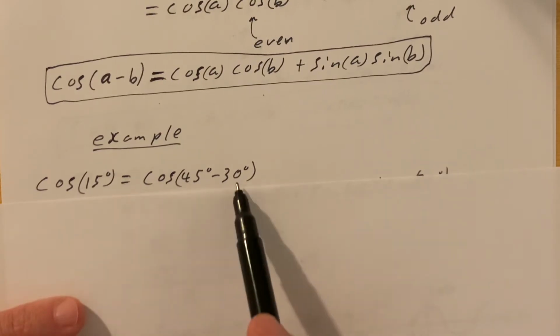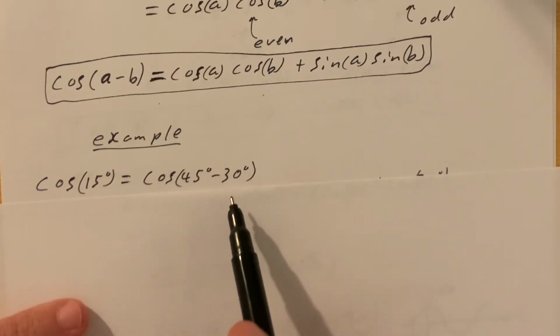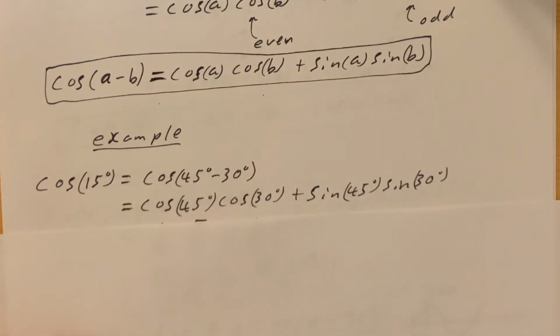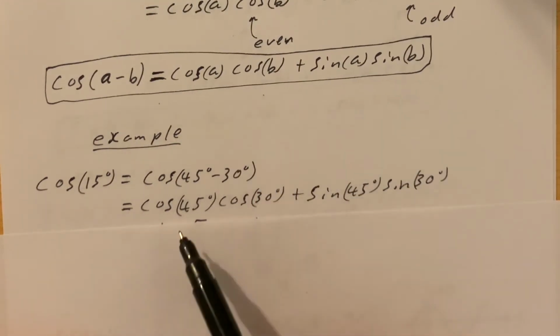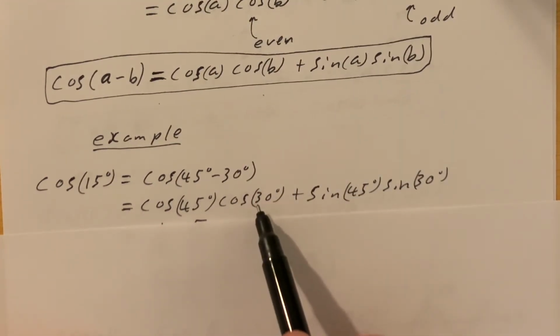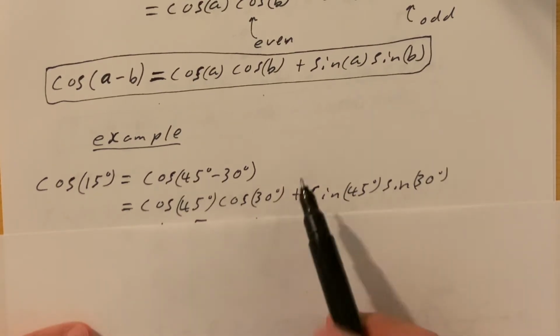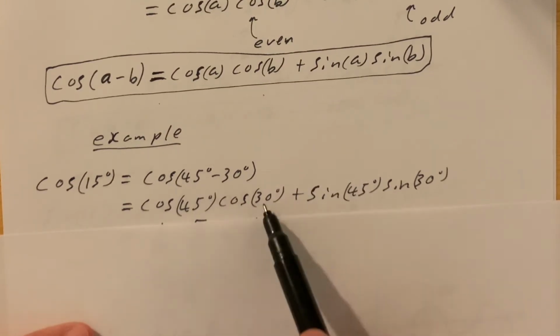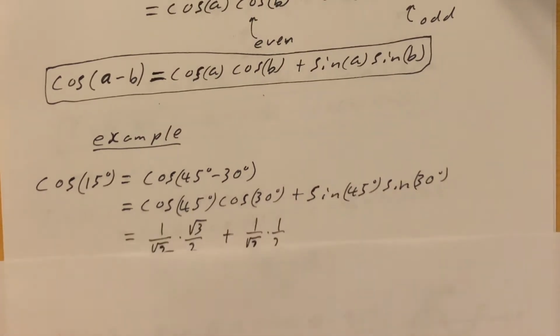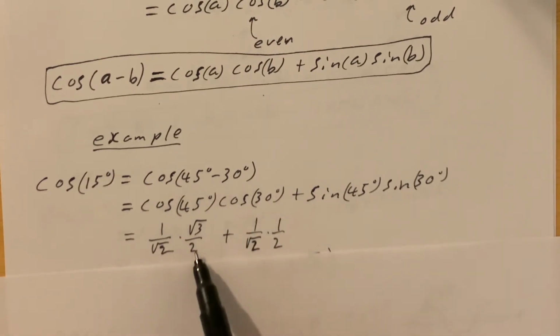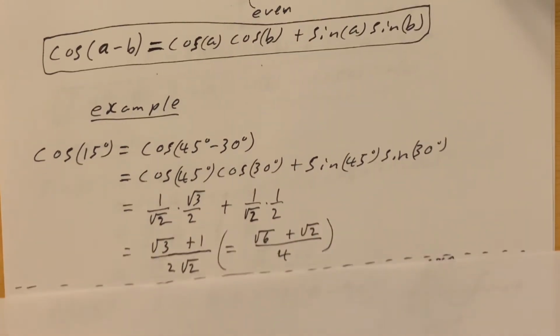Okay, so you've got 45 and 30, which are part of our group of exact angles, like 60 and 90 and 120 and all that. So we use this formula: cos of 45, cos 30, and sine 45, sine 30 with a plus in between. We know what the coses and the sines of these are, so we fill those in. Cos 45 and sine 45 are 1 over root 2. Cos 30 is root 3 over 2. Sine 30 is 1 over 2. And we get that, and then we can rationalize the denominator.